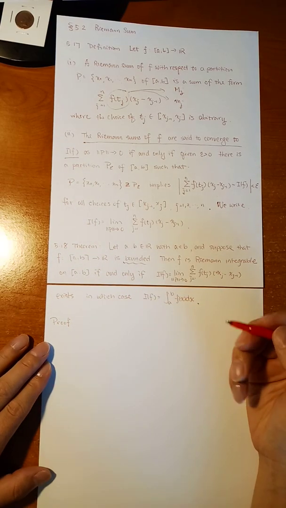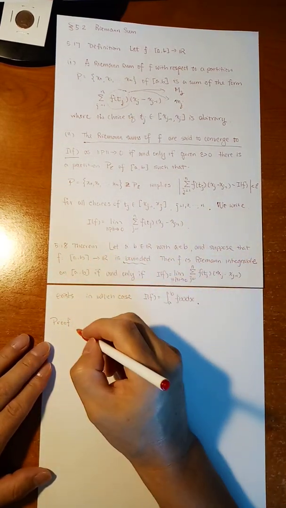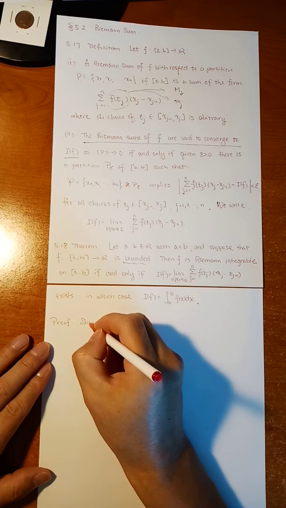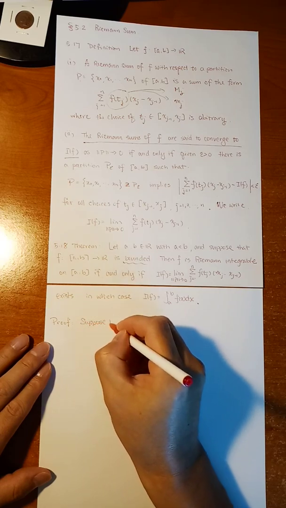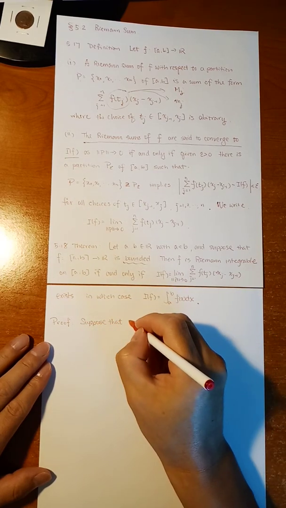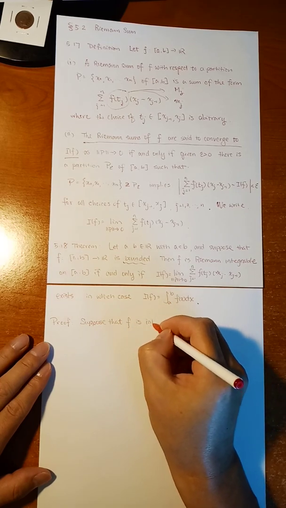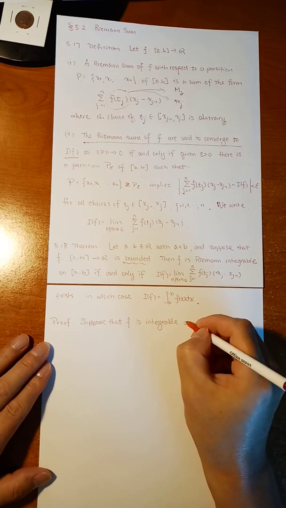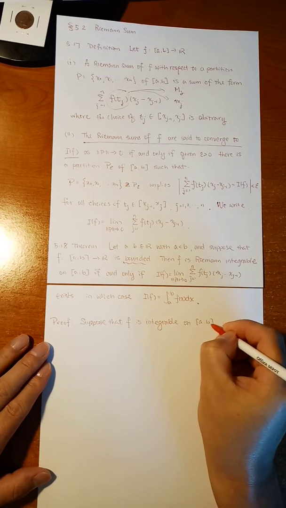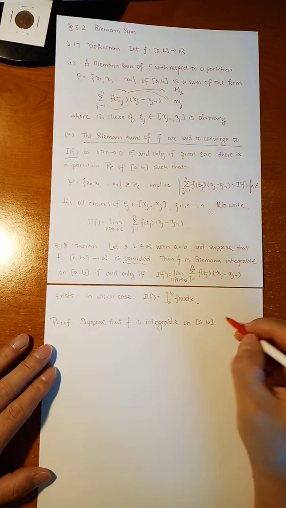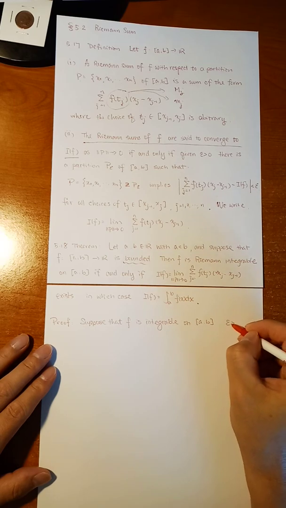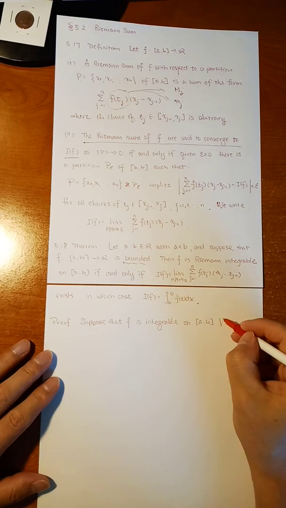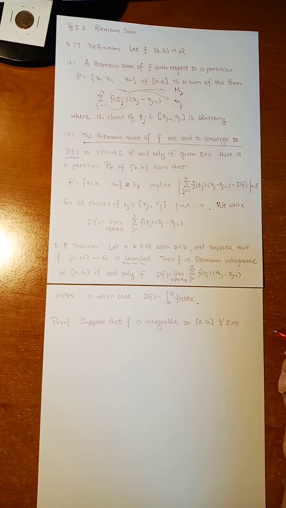Proof. There are two directions, if and only if. First, suppose that f is integrable on [a,b]. Given epsilon greater than 0.